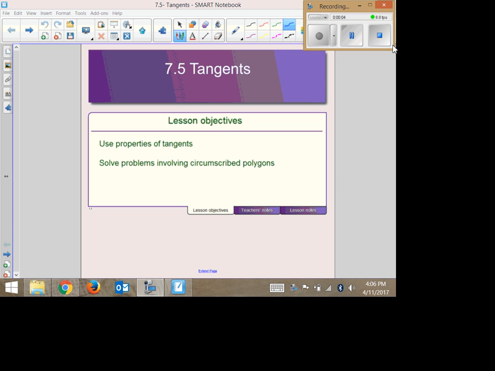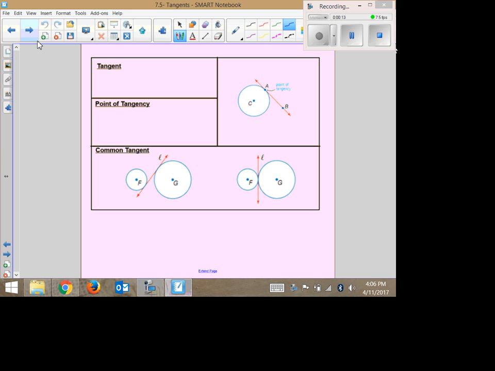Hello, in 7.5 we will be looking at tangents. So the lesson objectives: to use properties of tangents and solve problems involving circumscribed polygons. So first, what is a tangent?